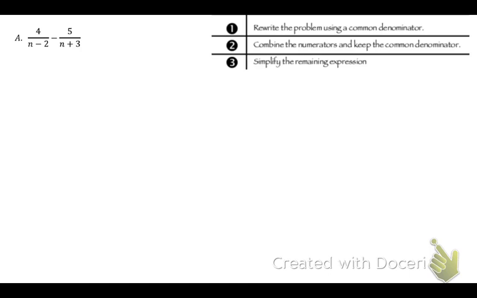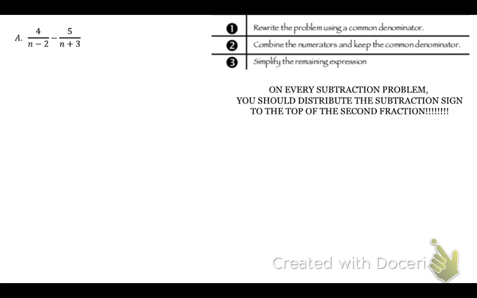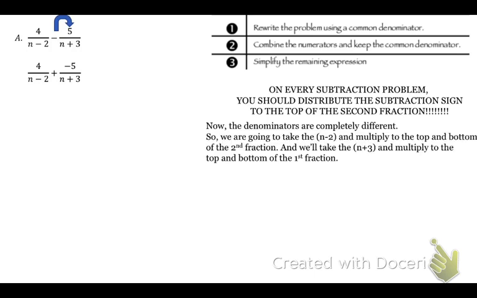Okay, so we have 4 over n minus 2 minus 5 over n plus 3. Remember what I said about the subtraction sign. Distribute the subtraction sign. I'm very adamant about you distributing this subtraction sign. So that's 4 over n minus 2 plus negative 5 over n plus 3. Now we have different denominators here, just like when we were adding 1/2 and 1/3. So I'm going to take the n plus 3 and multiply it to the first fraction. I'm going to take the n minus 2 and multiply it to the second fraction, to top and bottom.